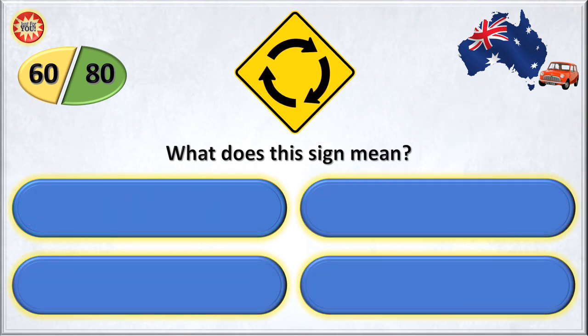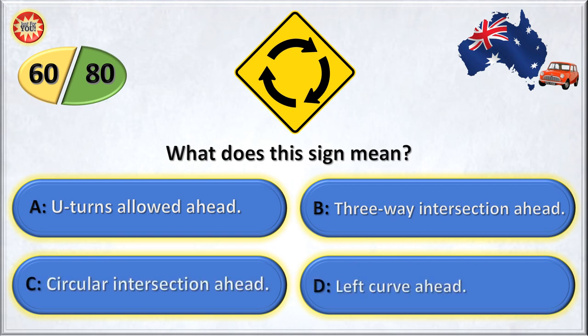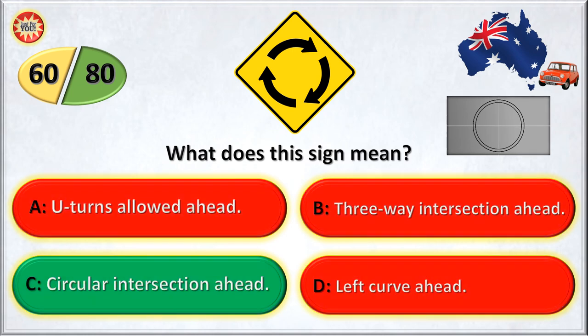What does this sign mean? U-turns allowed ahead. Three-way intersection ahead. Circular intersection ahead. Left curve ahead. Circular intersection ahead.